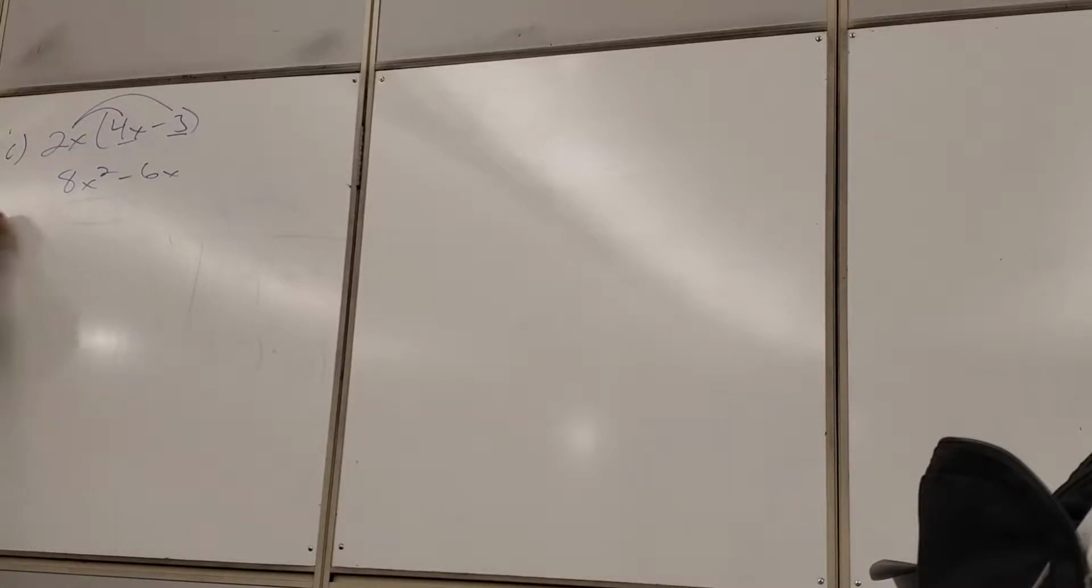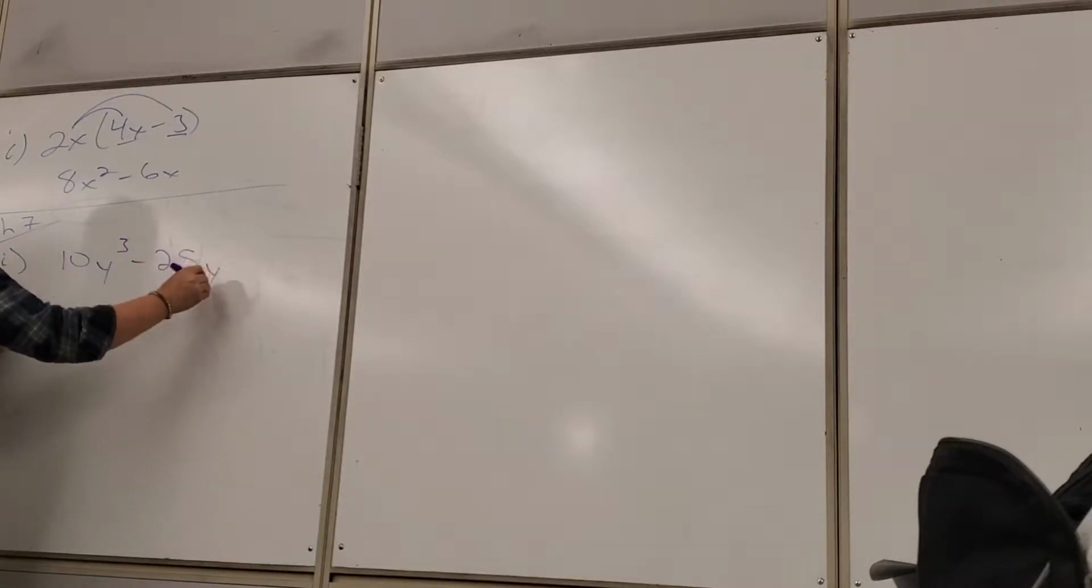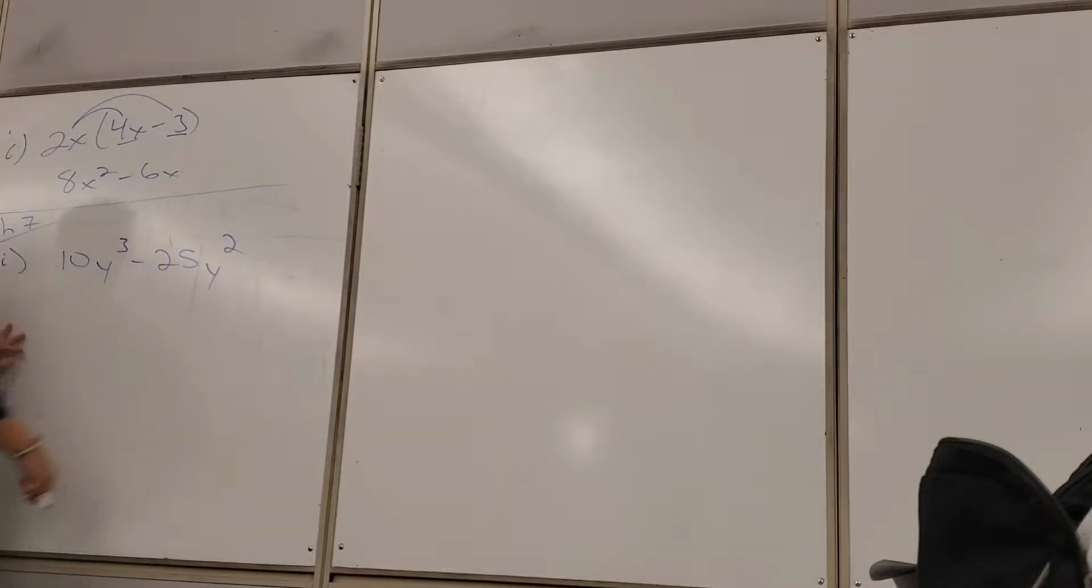So for example, this is chapter 7, I think. So now we're going to have something like this. What do you got, Jeff? 10y cubed minus 25y squared. And the instructions will be factor this. In fact, this kind of factoring has a very specific name.